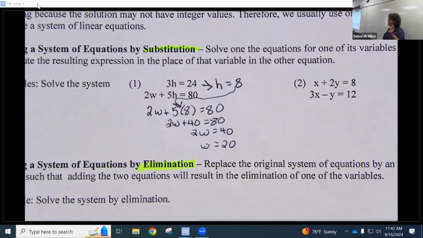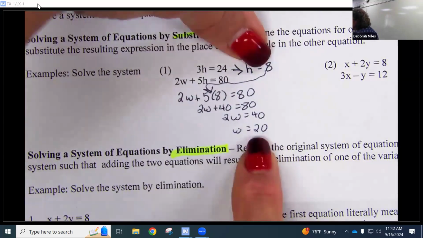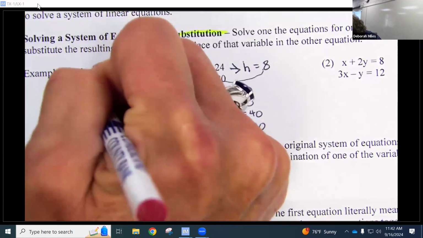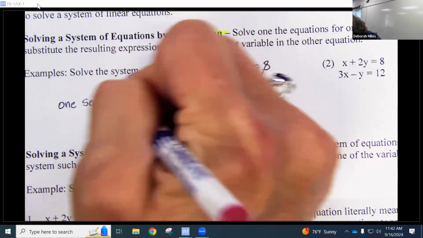Now, my question for you is this. Did that system have one solution, two solutions, no solutions, or infinitely many solutions? Only one person's willing to commit. There's only one solution. I tried to fool you when I threw that option of two solutions in there. That's one ordered pair, one solution. If you write it as an ordered pair, you could write it as 8, 20.